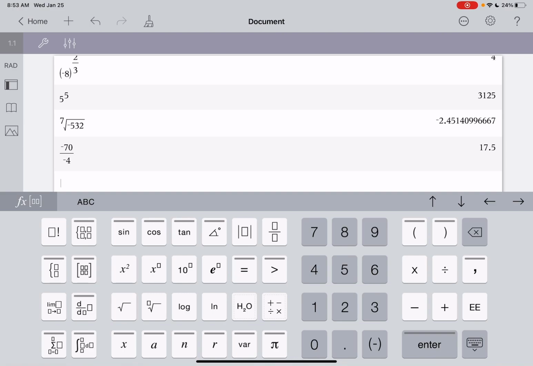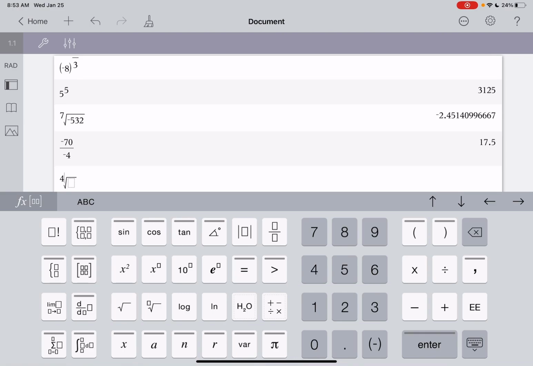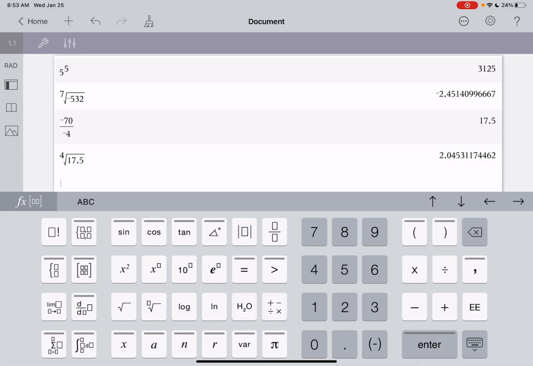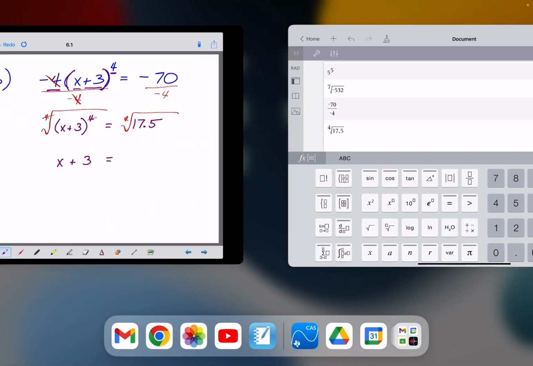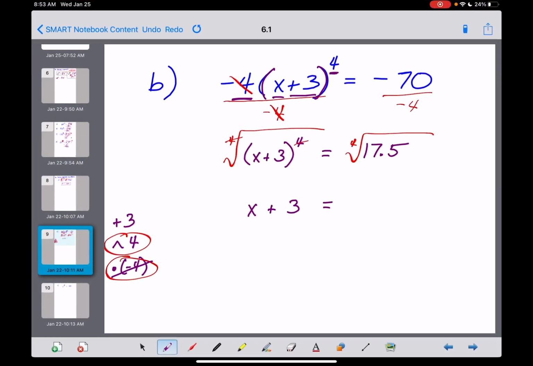So again, you guys are going to hit math 5 and do the 4th root of 17.5, although really just hitting last answer would have been faster. Okay, 2.05 if I rounded that to the nearest hundredth. But don't hit clear on your calculator, guys. 2.05, and we took care of the 4th power.